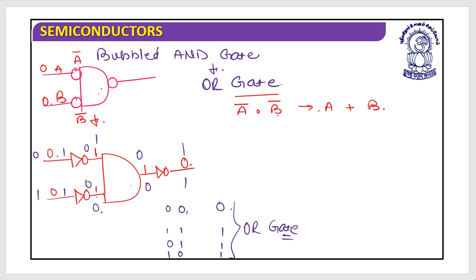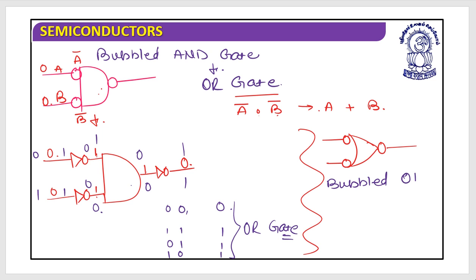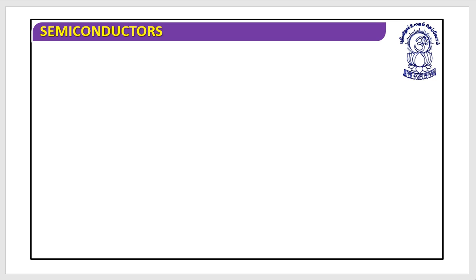In the same way, this is the bubbled OR gate, which can behave as an AND gate. So this is a bubbled OR gate, which can behave as the AND gate. I hope this is clear. So let's go back to the question that we were supposed to discuss. This was the circuit diagram.